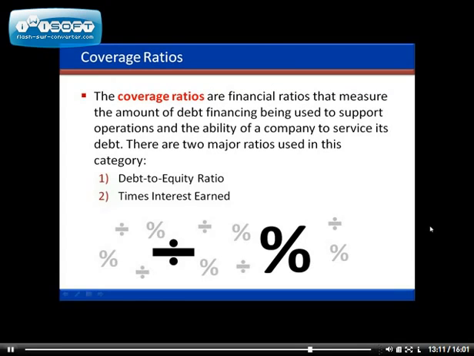So now let's take a look at coverage ratios. Coverage ratios are financial ratios that measure the amount of debt financing being used to support operations and the ability of a company to service its debt. And there are two major ratios used in this category. There's the debt to equity ratio, and there's times interest earned.